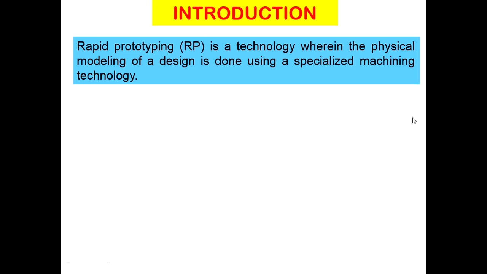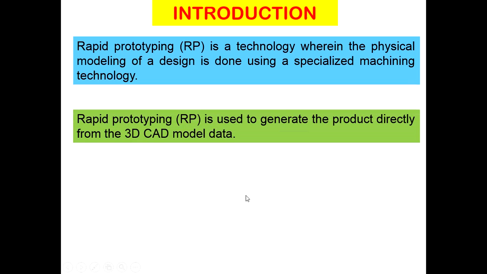In this rapid prototyping technology, we are developing a physical model with the help of special purpose machines. So it is a specialized machining technology. We have different special purpose machines as per your manufacturing, and one by one we will see what different special machining technologies are available for manufacturing of this component. Basically we have the 3D CAD model.